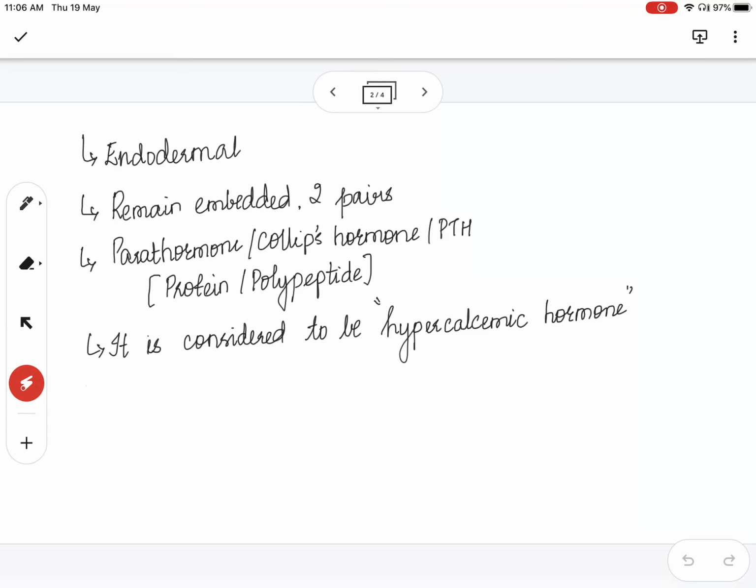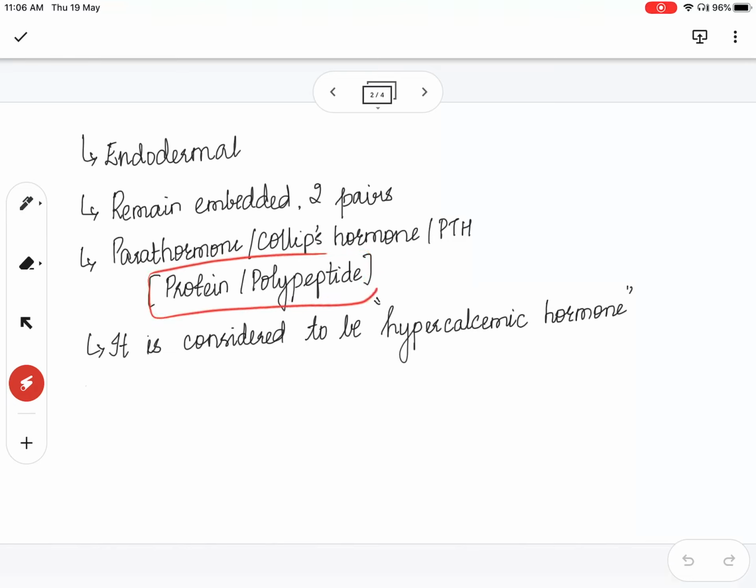Then this particular parathyroid gland secretes only one category of hormone. That one hormone is known as parathormone, also known as Collip's hormone, also known as parathyroid hormone. PTH stands for parathyroid hormone. Collip is the person who introduced it and obtained it in its pure form, so based on that the name Collip's hormone has been given.